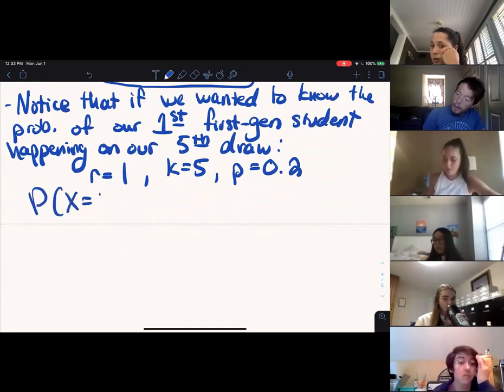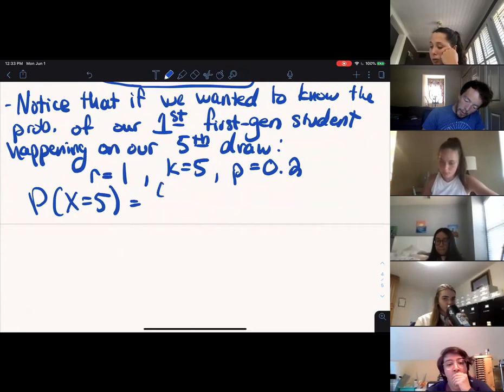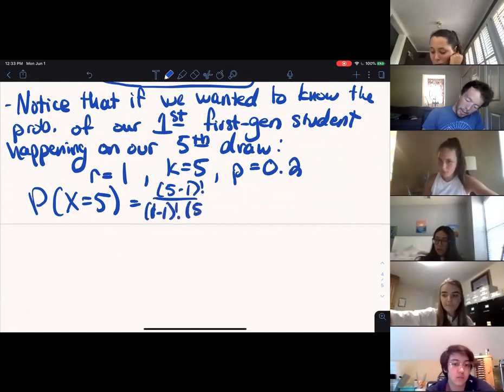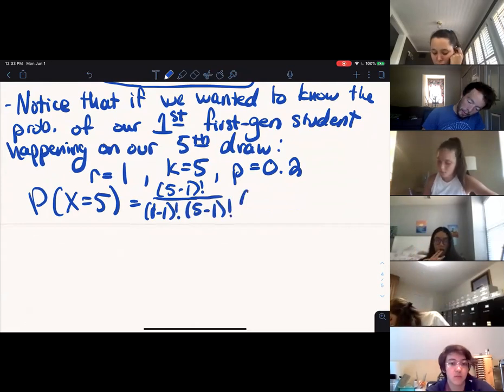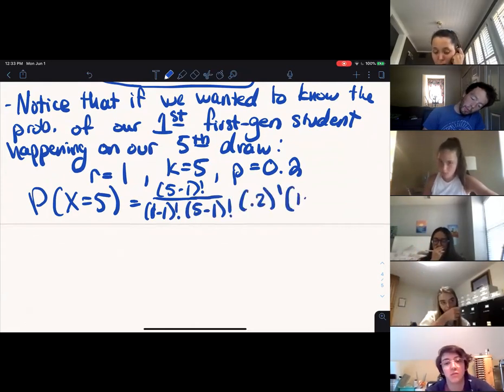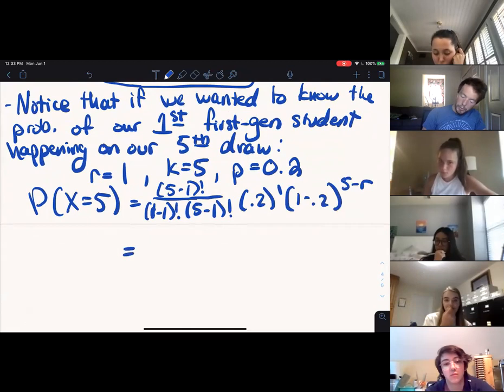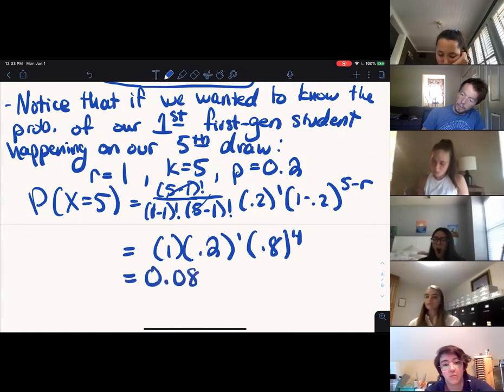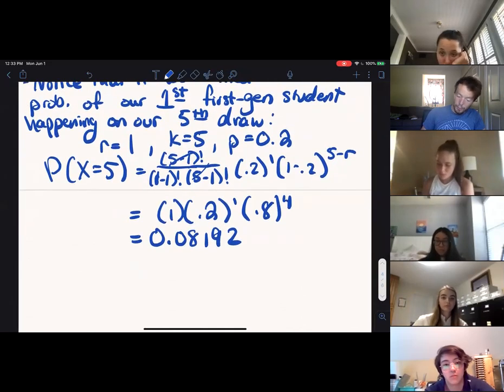This is the probability of x equals 5, which equals (k minus 1)! over (r minus 1)!(k minus r)!, times p to the r and 1 minus p to the k minus r. This reduces to 1, so it would be 1 times 0.2 to the 1 times 0.8 to the 4, which I calculated. So this is the probability that it takes us 5 draws before we see our first generation student.